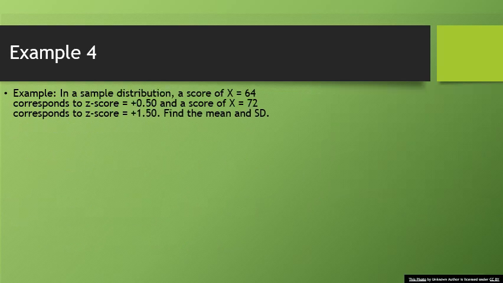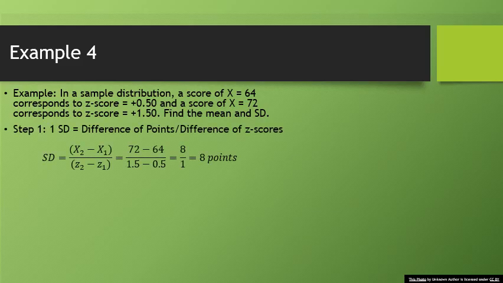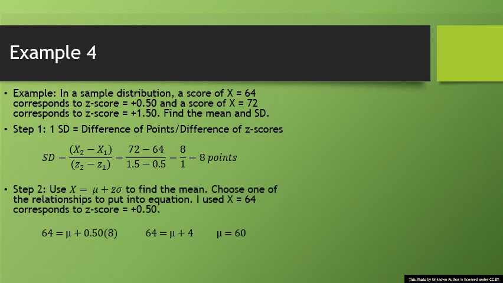Here's another example, the same type. A score of 64 corresponds to a z-score of plus 0.5. A score of 72 corresponds to a z-score of plus 1.5. Find the mean and standard deviation. Again, you're going to find the difference of points divided by the difference of z-scores. So 72 minus 64 divided by 1.5 minus 0.5 gives you 8 points over one standard deviation. So the standard deviation is just 8 points.